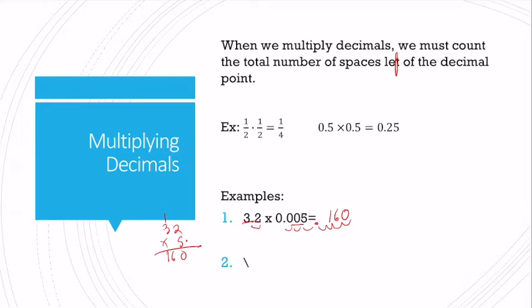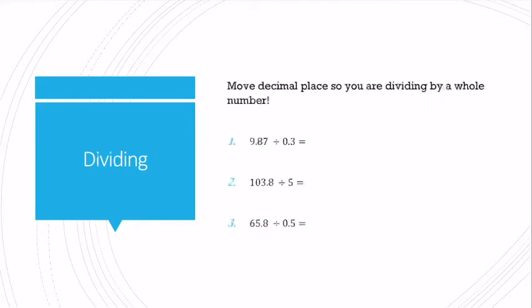So 5 times 32, 2 times 5 is 10, 3 times 5 is 15. Here I'm doing vertical multiplication, plus 1 is 16, so I have 160. But I have 160 with 4 decimal places. So 160, 1, 2, 3, 4. So I get 0.0160, and I'm going to check that. So I've got 0.0005 times 3.2. 0.016 is my final answer.